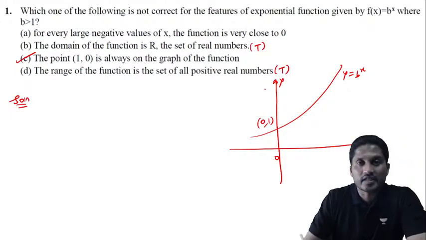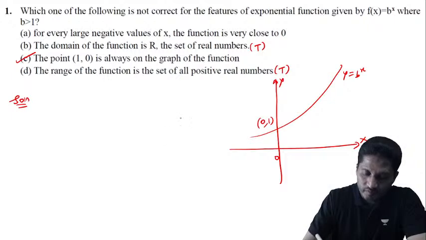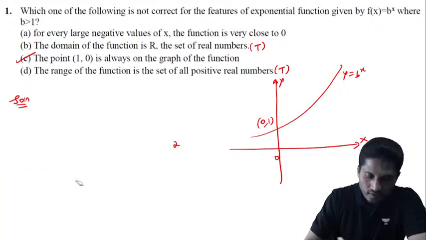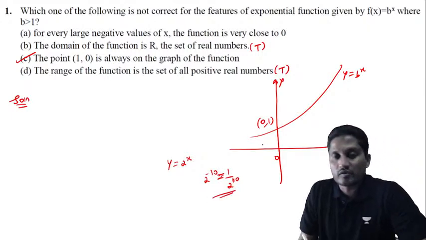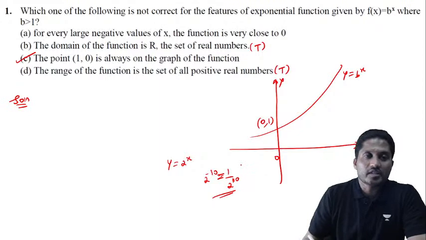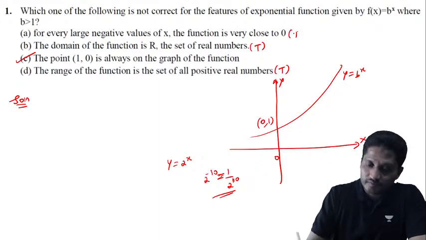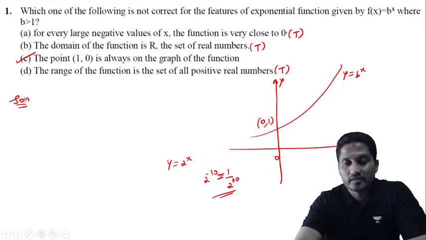For every large negative value of x, the function is very close to 0. That's right. Because suppose it is 2 power minus x, and for a large negative value, let's say 2 power minus 10, this will be equal to 1 by 2 power 10, which is close to 0. It's a small number. 1 by 2 power 10 is 1 by 1024. So obviously it's a small number. Even this is true. Answer should be C only.